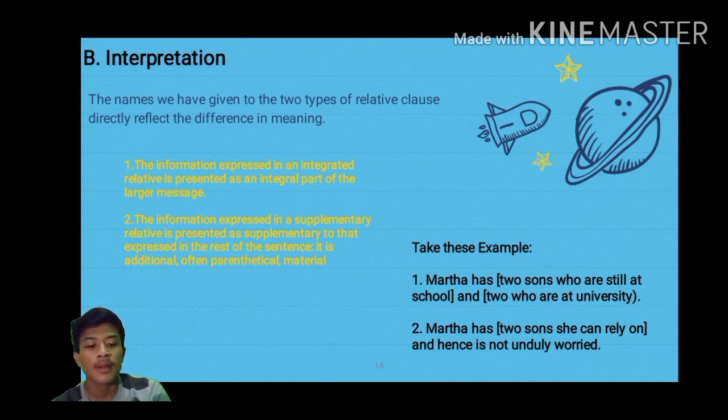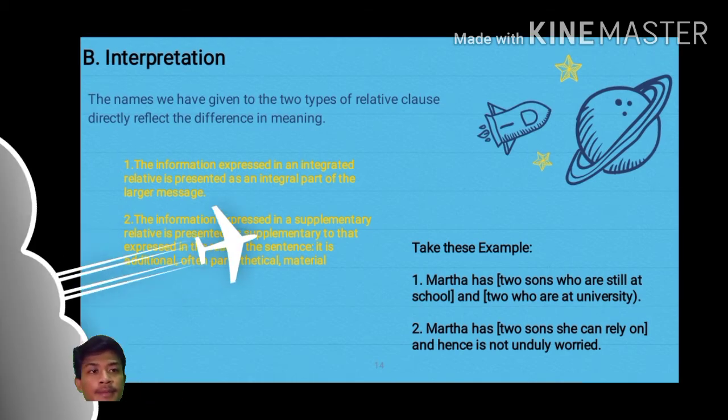The information given in the relative clause does not distinguish these 2 sons from any other son that she might have. But it is presented as an integral part of the relative message. Another reason for presenting it as such is that it is essential to explaining why she is not only worried. Having 2 sons doesn't necessarily keep a mother from worrying, but being able to rely on them does.